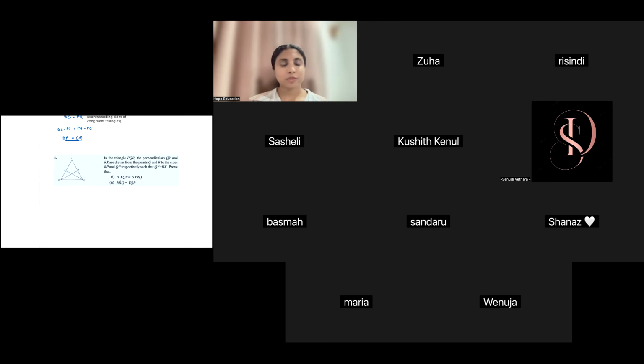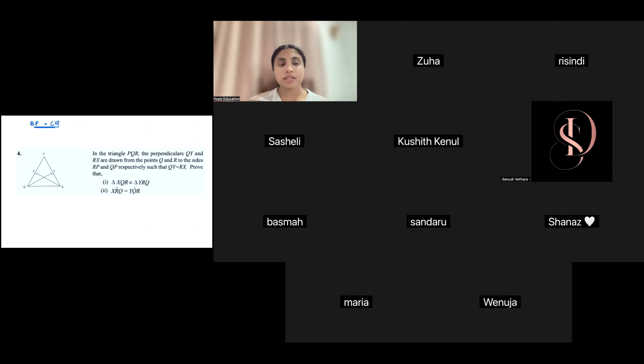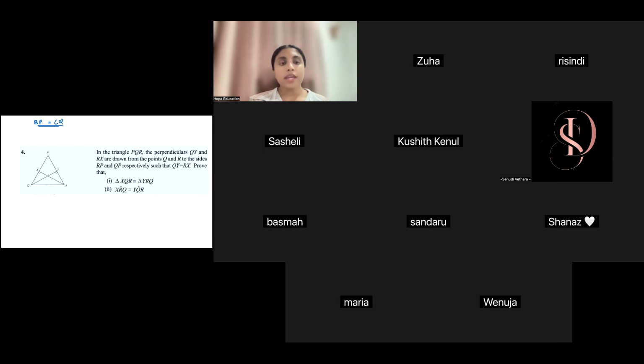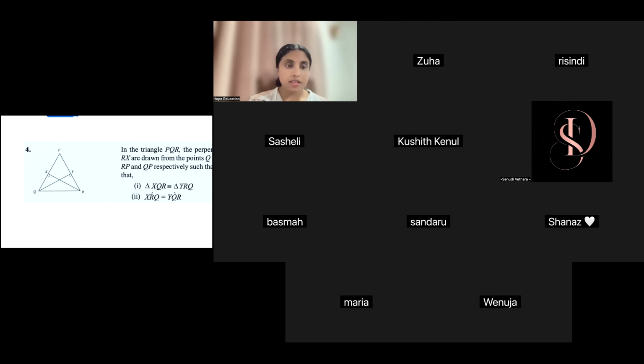No? Okay. In the triangle PQR, perpendiculars QY and RX are drawn from points Q and R to the sides RP and QR. These perpendiculars are already marked, because perpendicular means there's a right angle, so it's marked. Such that QY equals RX. QY is this, RX is this. So those two are equal. Right? So QY is equal to RX.